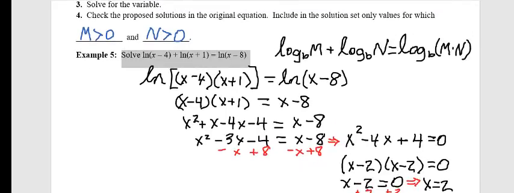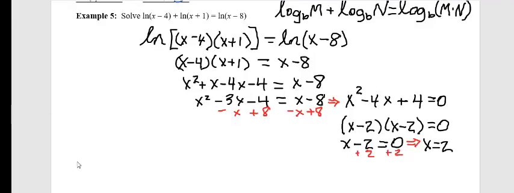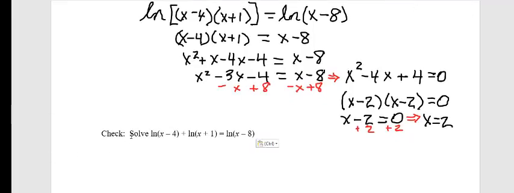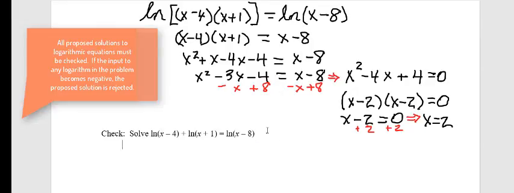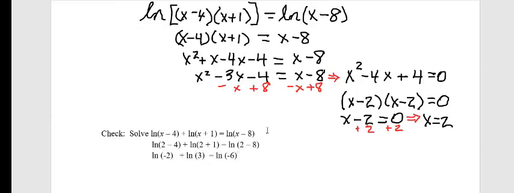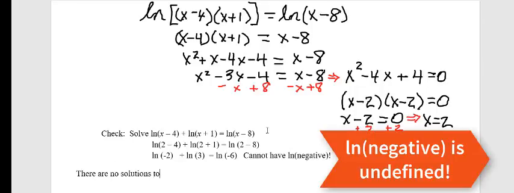Now, we have to check these solutions because we can get something that solves m equals n but doesn't solve our original equation. So let's replace all of our x's in the original equation with 2. And notice that we get the natural log of negative 2 minus the natural log of 3 equals the natural log of negative 6. And we cannot have a log applied to a negative. So we only had one solution.